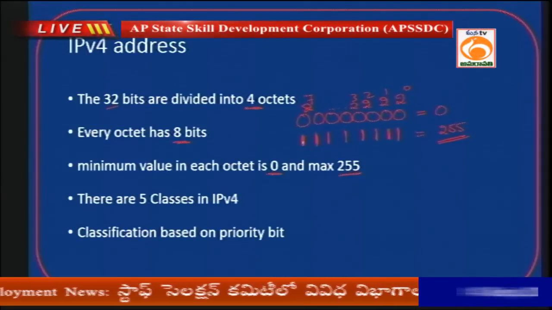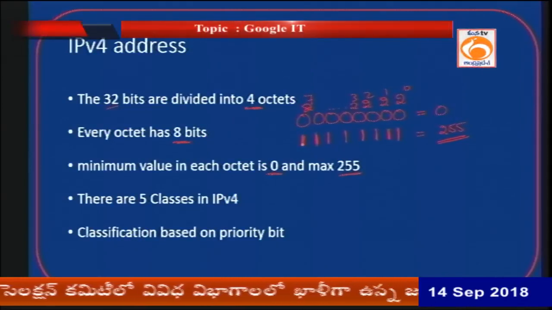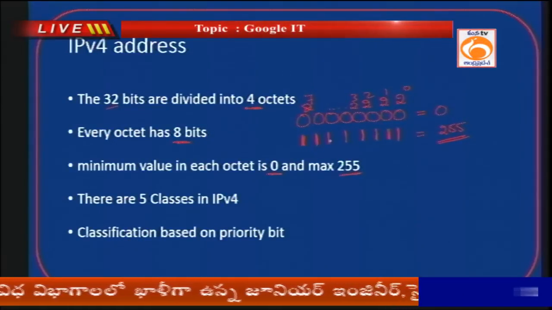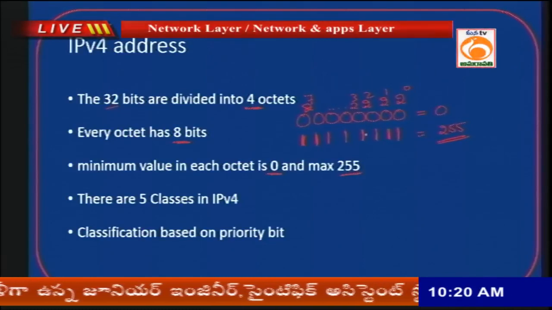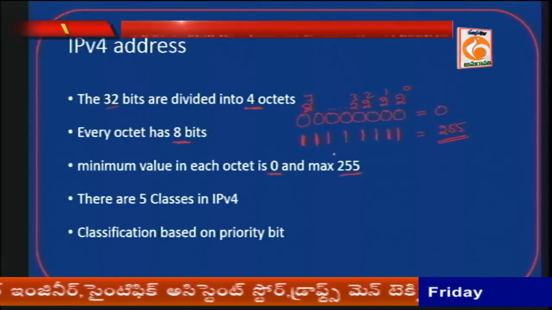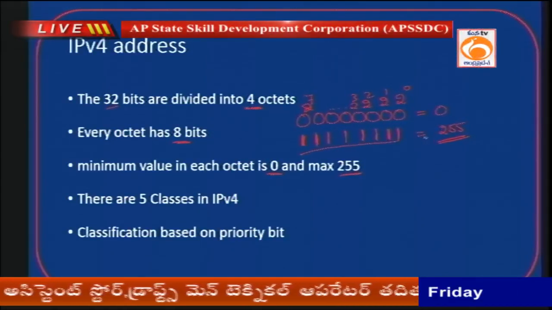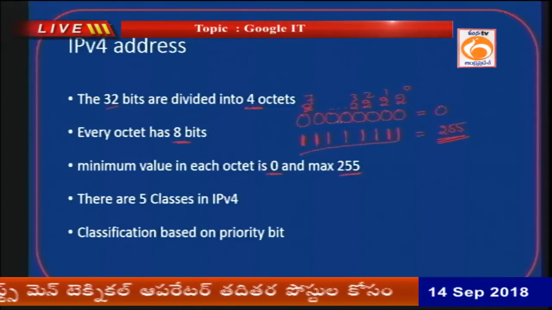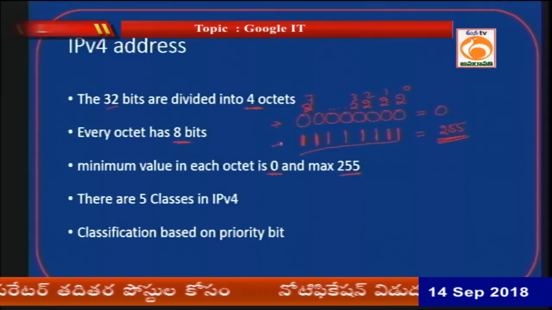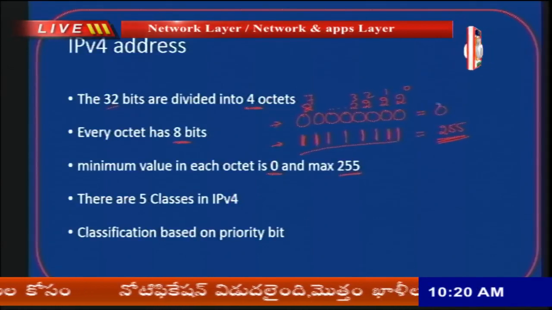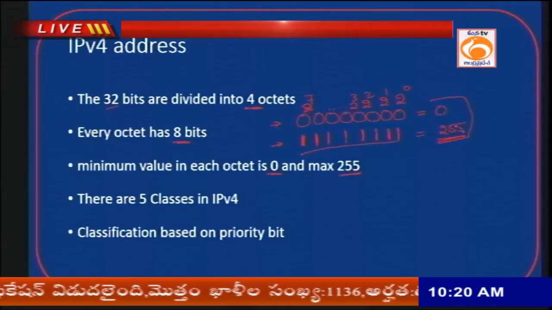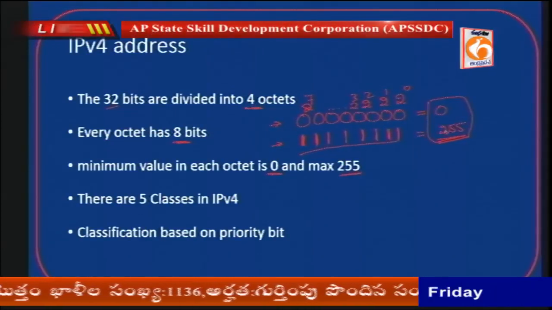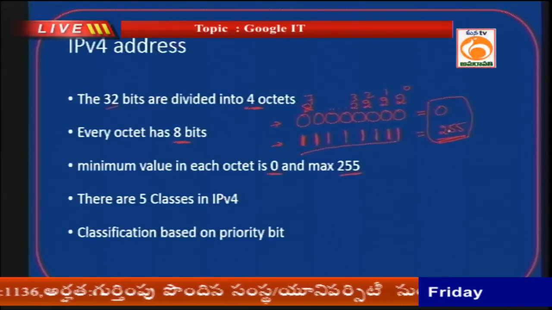So, if you multiply these values, 2 to the power of 7 into 1, 2 to the power of 6 into 1, and 2 to the power of 5 into 1, and so on up to 2 to the power of 0 into 1, when we add all these values we get 255. And in the first option, anything multiplied by 0 will be 0. So, in one octet the minimum value is 0, the maximum value is 255.